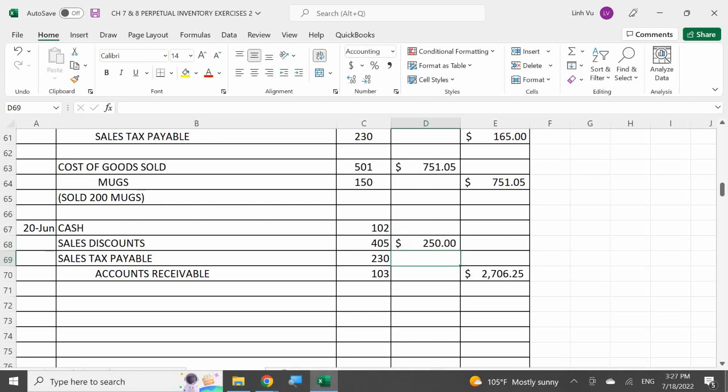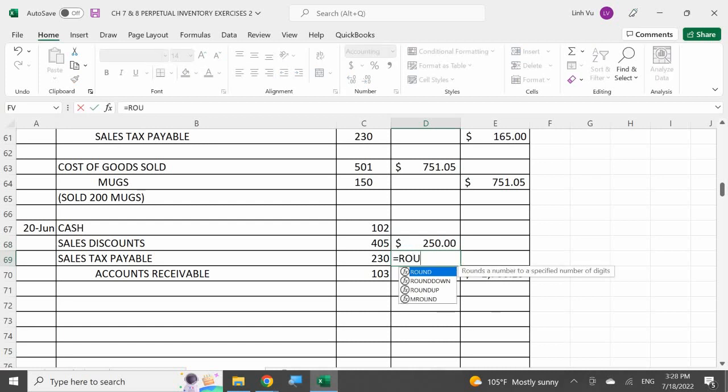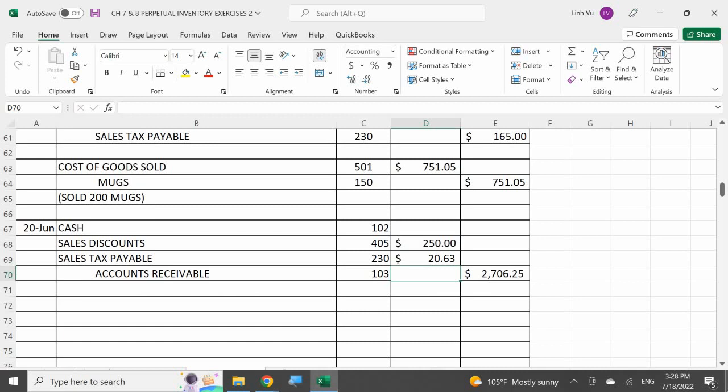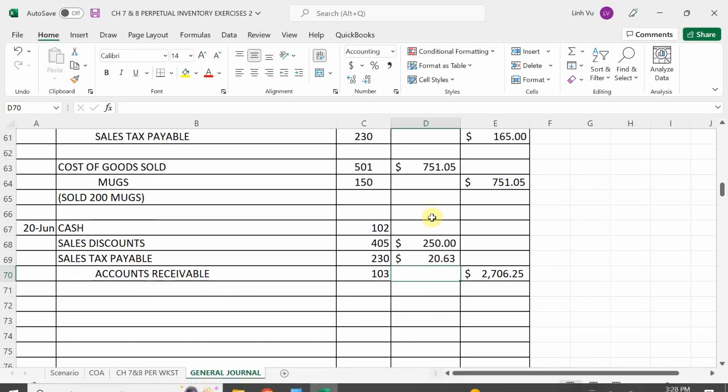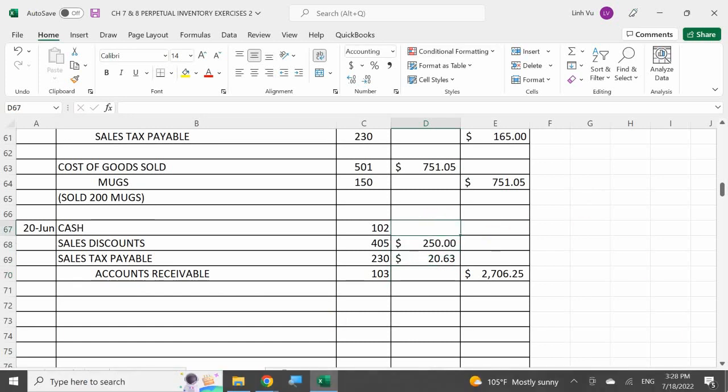$250. You're going to discount $250, and how much tax is going to be taken off? Mine came up with $20.63. $20.63. So therefore, how much cash should I be receiving from customer A? So the balance is $2,435.63. Good. Best way to do it is use the debit and credit rule, right?